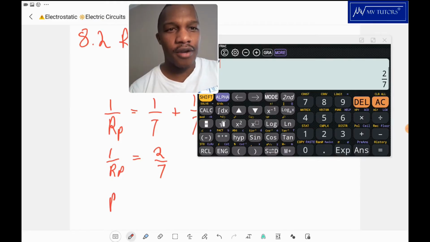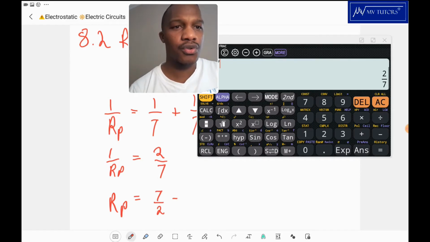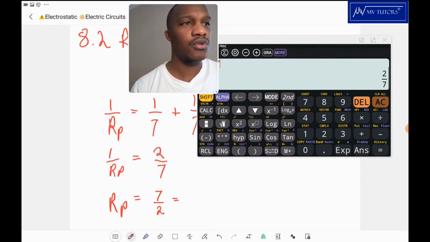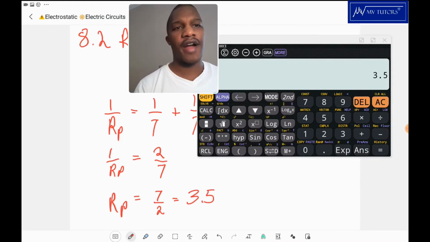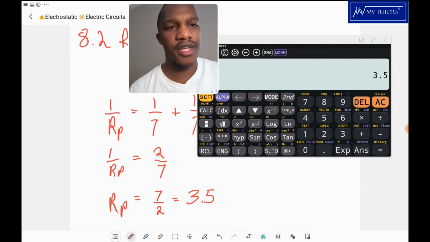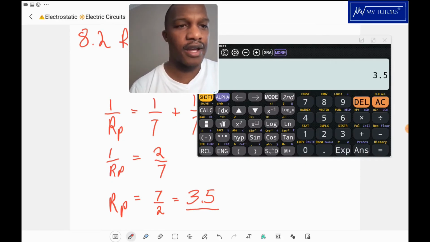Okay, so RP then is going to be equal to the reciprocal of this, which is 7 over 2. And 7 over 2, let's just calculate that. 7 divided by 2, that's going to be 3.5. Okay, so that's 3.5. Now this is our final answer.